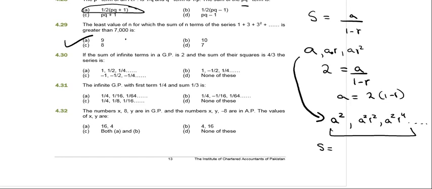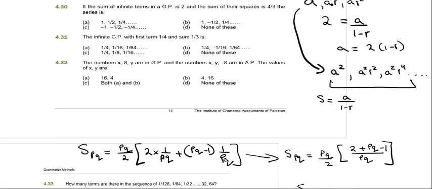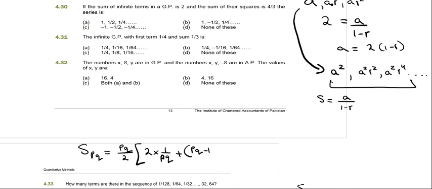Again, the sum to infinity formula is S is equal to a divided by 1 minus r, where a is the first term, and now my first term will become a squared. Likewise, now my r will be the second term divided by the first term. Second term divided by first term gives me r squared, so my r will be r squared, and this sum will be 4 over 3. We have got this condition.